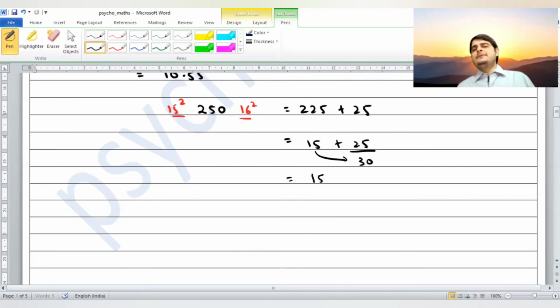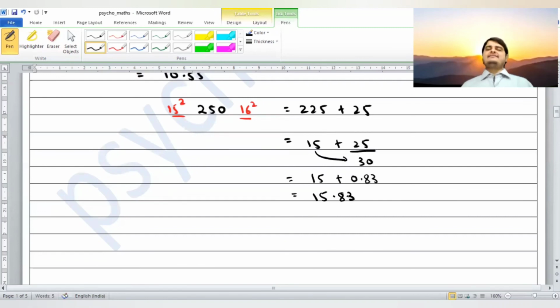So you can reduce it and calculate. 5 divided by 6 will also do, which is 0.83333 recurring. If you want, you can go up to 4 decimals, but please keep it up to 2 decimals only, so that your rounded off answer would be considered as 15.83.